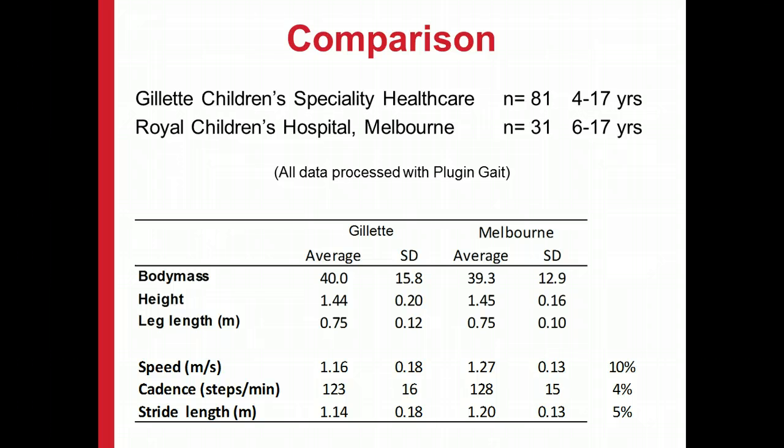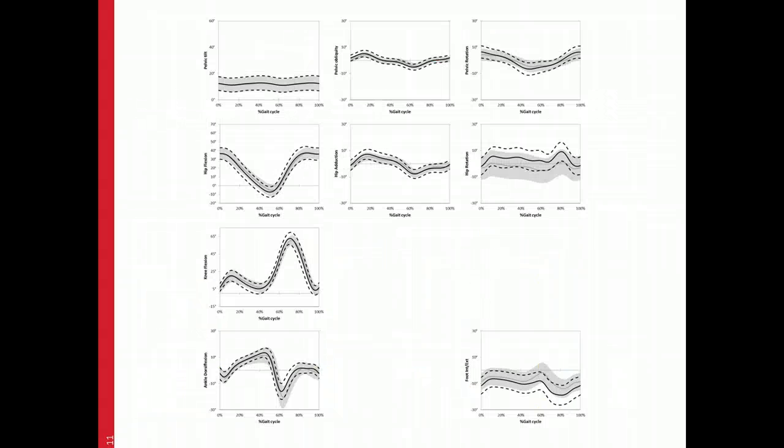There are some differences in walking speed, suggesting that the children in Melbourne are walking about 10% faster than those at Gillette. If we just overplot the data and make a qualitative comparison, you can see that there are small differences in pelvic rotation, hip flexion and knee flexion, and all of these are consistent with the small difference in walking speed. There are some other differences in ankle dorsiflexion and foot progression, and these are largely attributable to slightly different techniques in toe marker placement. Melbourne uses a much more proximal toe marker to Gillette.